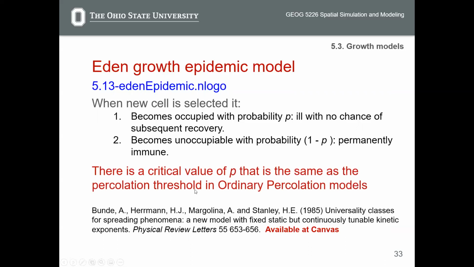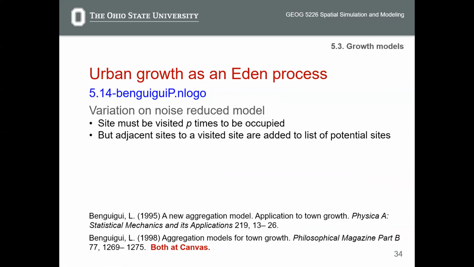Okay? There is a critical value of P that is the same as the percolation threshold in ordinary percolation models, which means the PC value is equal to 0.573, I remember, right? Here is a model. You can play with it a little bit, and you will see that there is a huge change in terms of spatial pattern when your p-value is very close to PC. Okay, make it lower than PC a little bit, make it higher than PC a little bit, and you can see the change. And we can also use the Eden process to simulate the growth of urbanized areas.